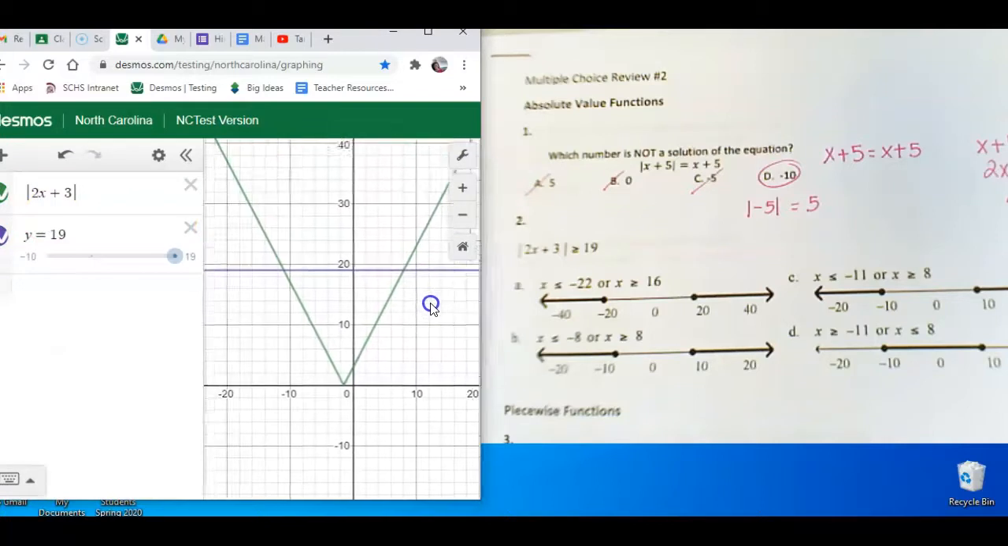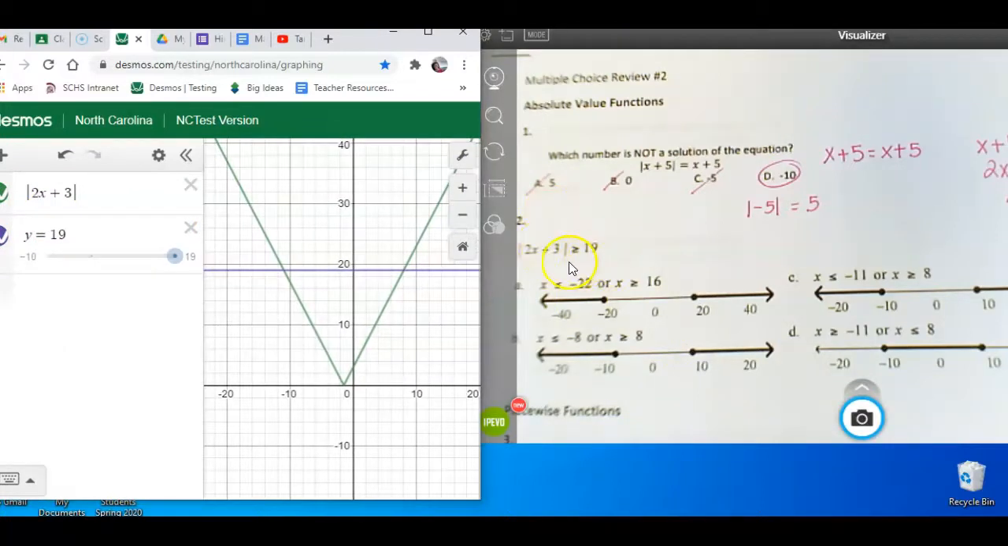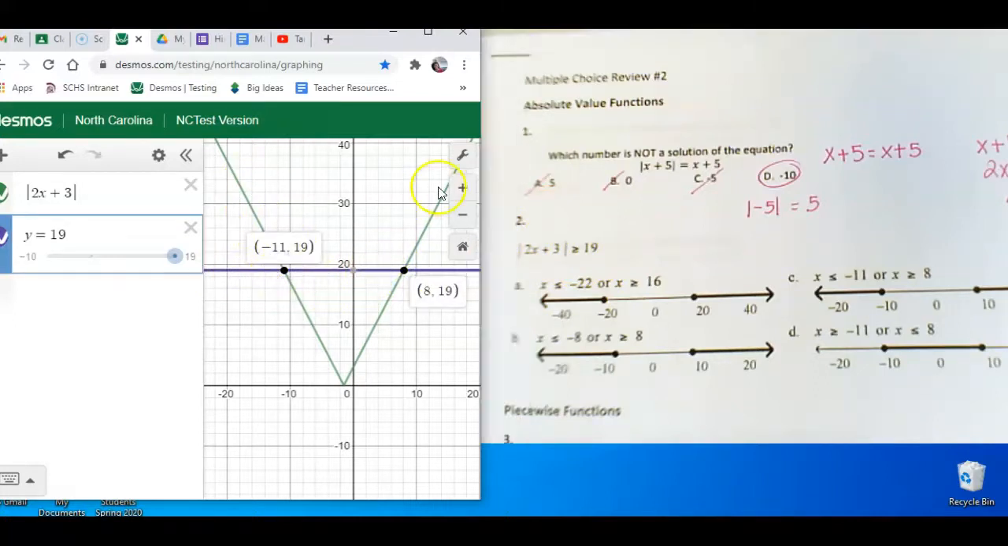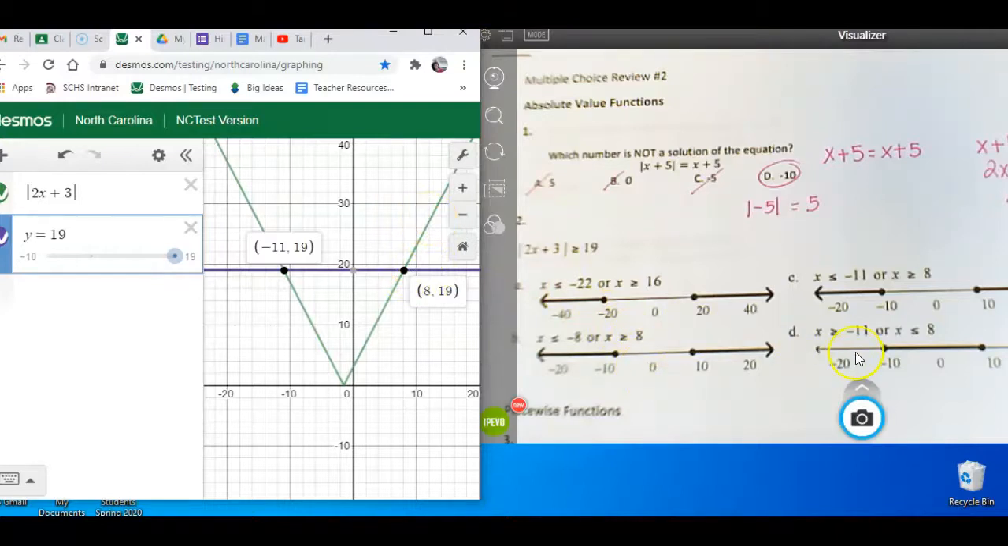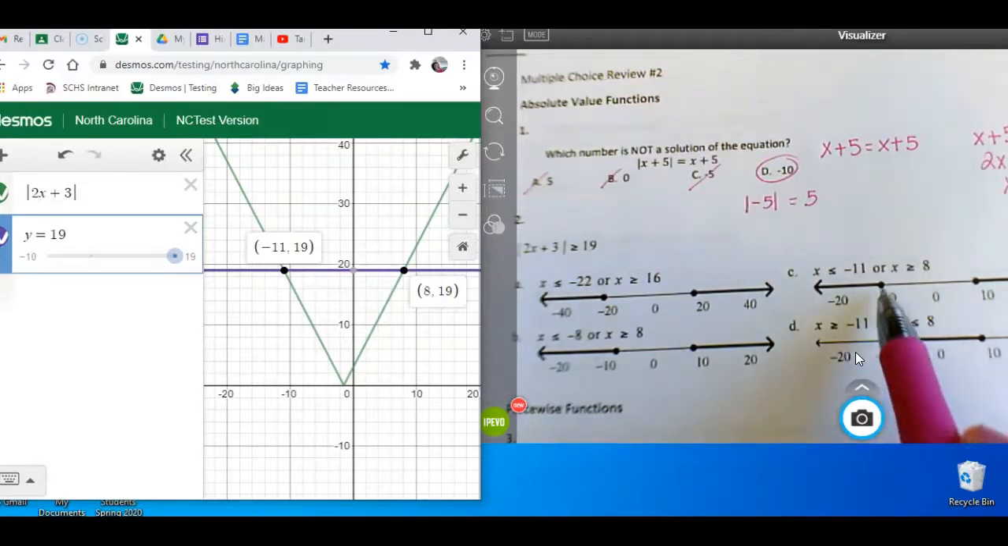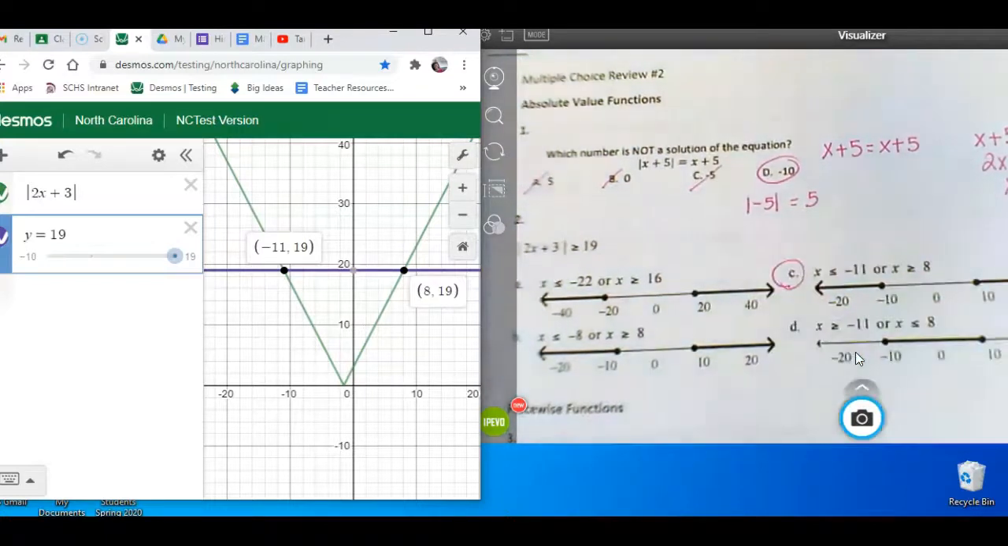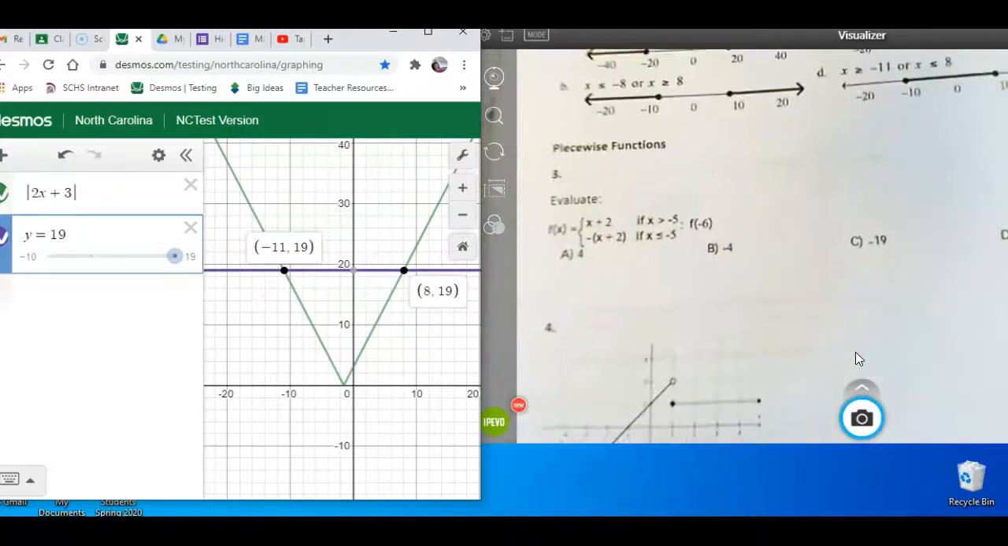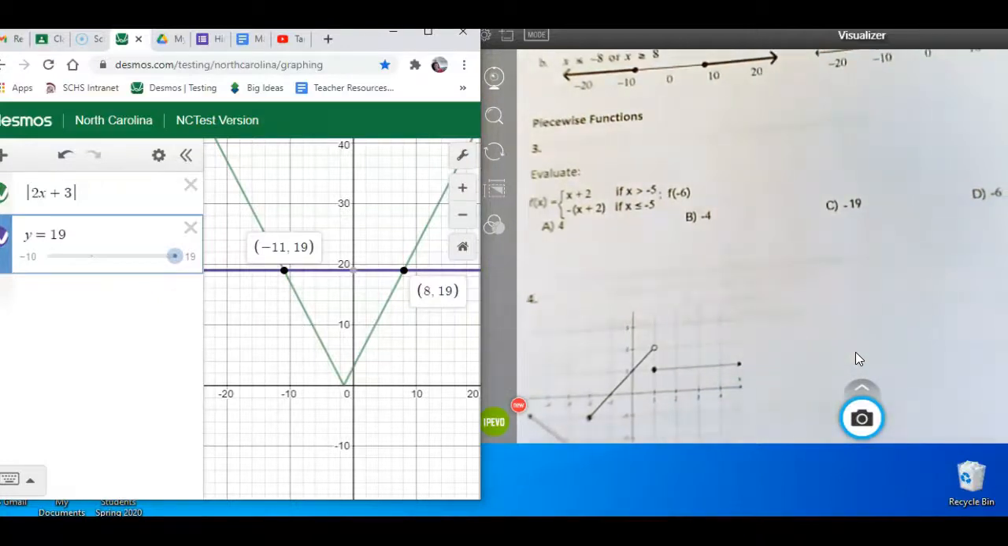The question asked me to figure out where the absolute value is greater than 19. Here's 19. Greater is going to be above the line, so I'm looking at these two pieces right here. So it's past negative 11, which means negative infinity to negative 11, and then past 8, so 8 to infinity. The only choices that have the negative 11 and 8 are these last two choices. And I know it's negative infinity and greater than 8, so it's got to be this one.